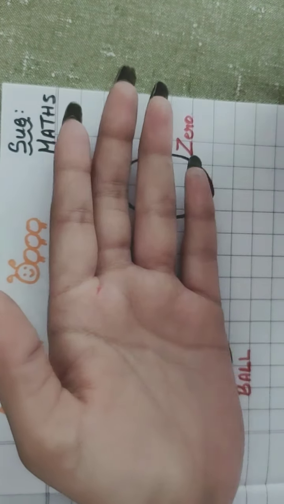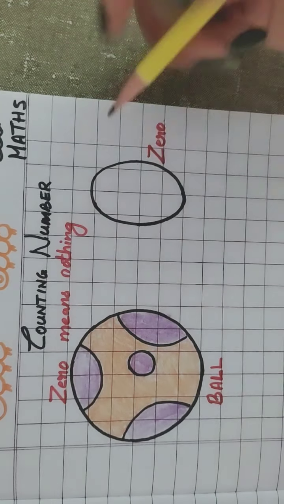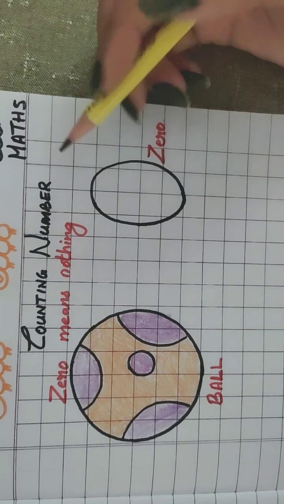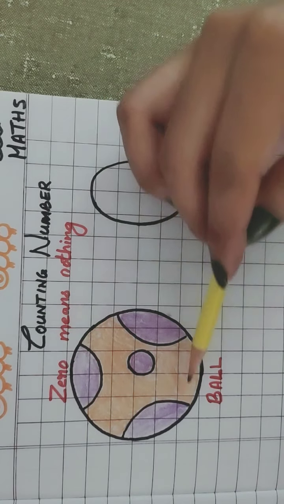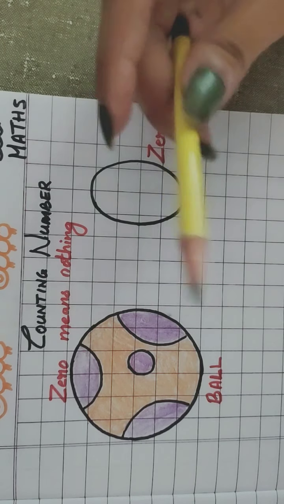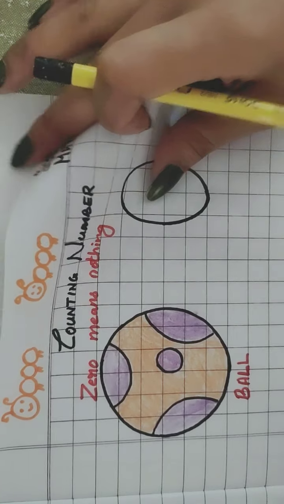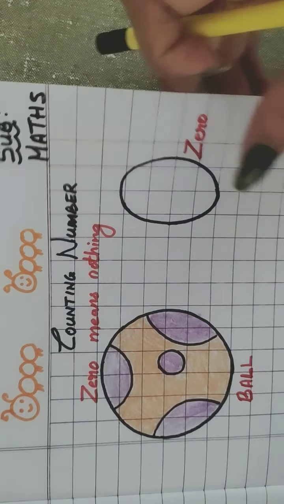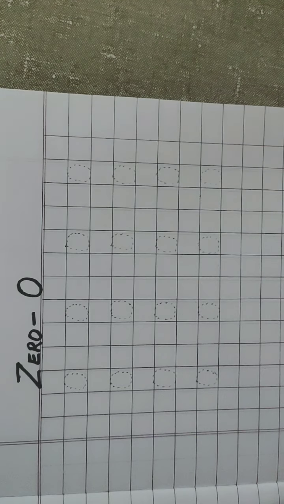Okay? This means 0. So 0, how does it look? It looks like this. Okay? ये 0 ऐसे सर्कल जैसे दिखते, ऐसे राउंड, ऐसे like a ball. This is 0. Okay? Now let me teach you how to draw a 0. अब हम 0 कैसे draw करना learn करेंगे.